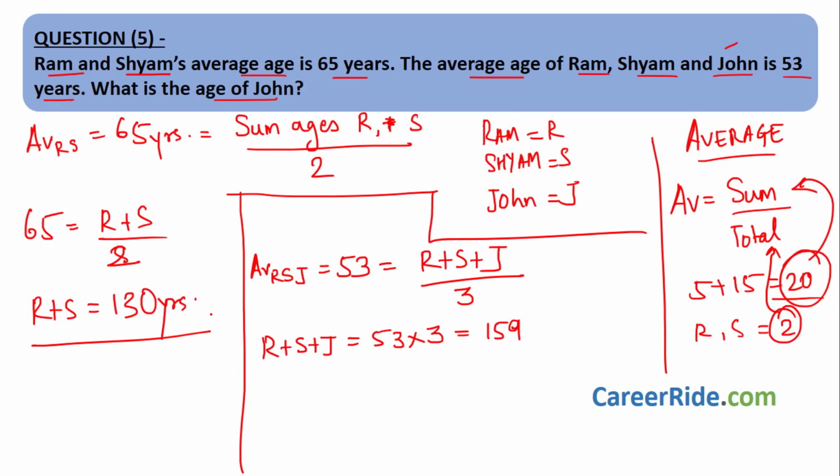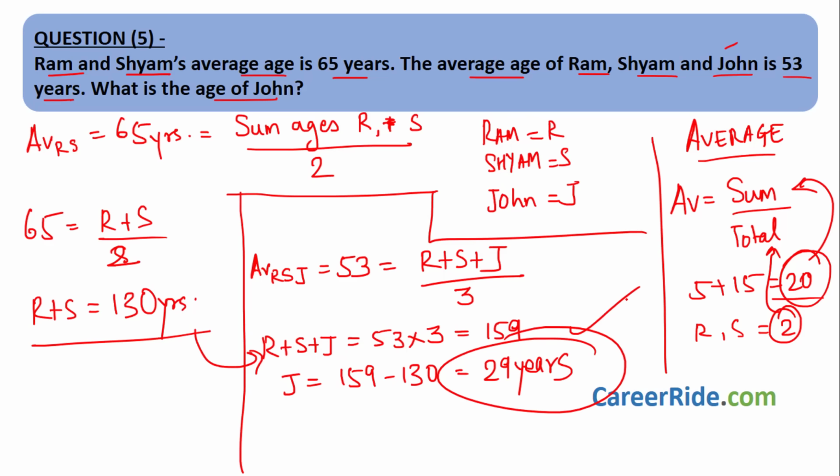Do we know R plus S? Yes, from over here, put the value over here, you will get J equal to 159 minus 130, that would be 29 years. So, age of John is nothing but 29 years.